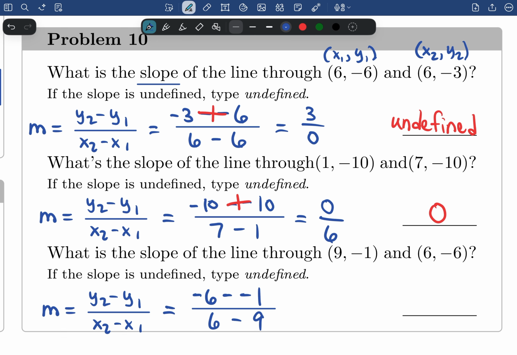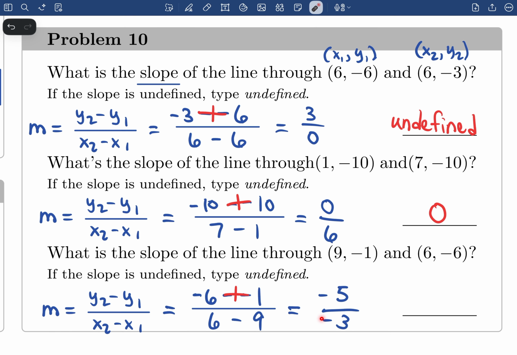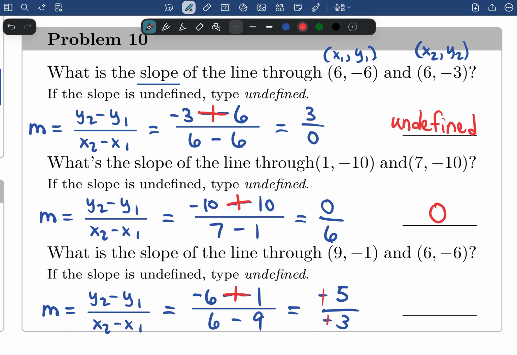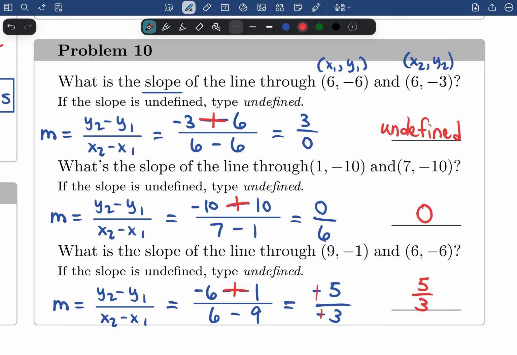Okay. And so now cleaning things up, I see a double negation here up top. Negative 6 plus 1, that gives me a negative 5. And then I'm dividing that by 6 minus 9, which is negative 3. And please remember, if you have a negative divided by a negative, it's a positive. Just like when you take a negative times a negative, making it a positive, it's the same thing for division. So I can just disappear those negatives, and I have a slope of 5/3. That is my final result. Okay, that slope is 5/3.